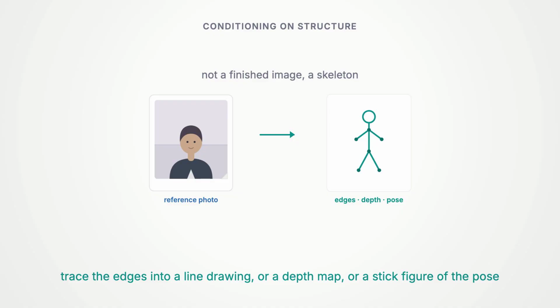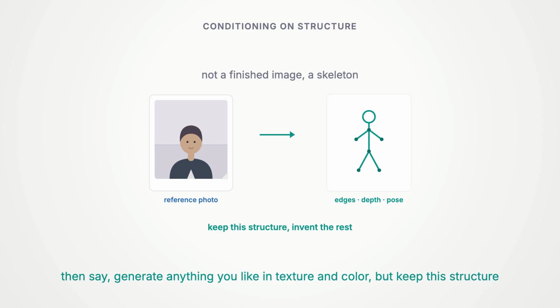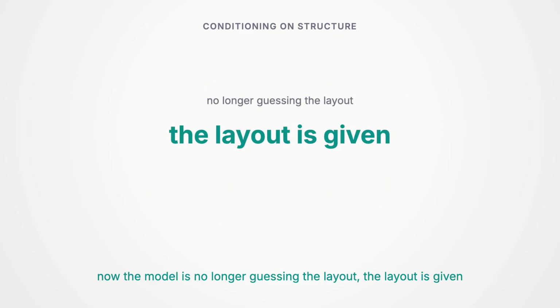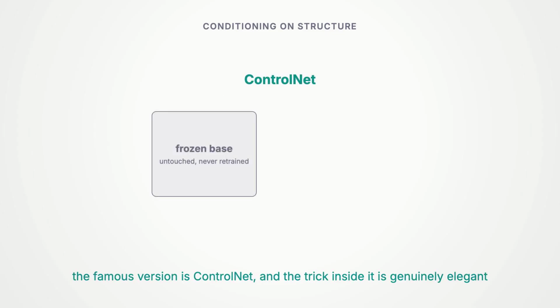Then you tell the model, generate a brand new image, anything you like in texture and color and style, but keep this structure. Match these edges. Honor this pose. Now the model is no longer guessing the layout. The layout is given. It only has to invent the rest. The famous version of this is called ControlNet, and the trick inside it is genuinely elegant.